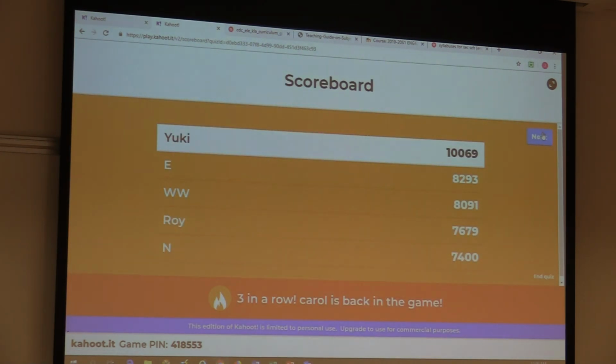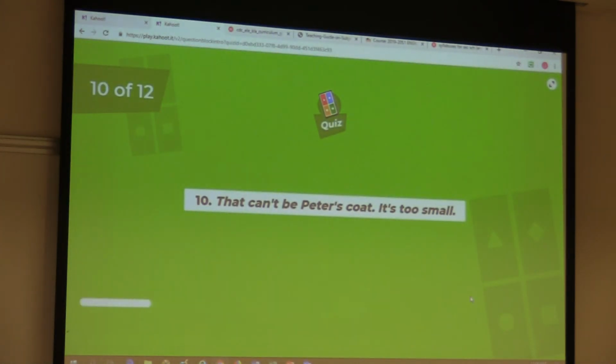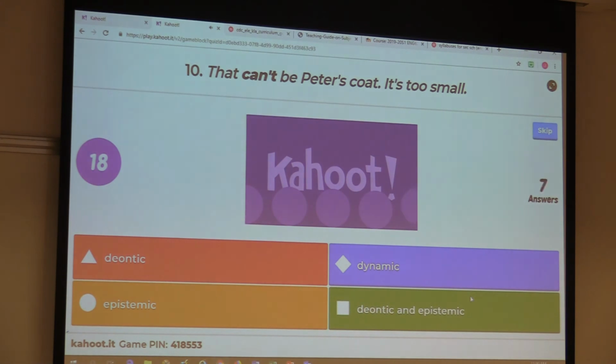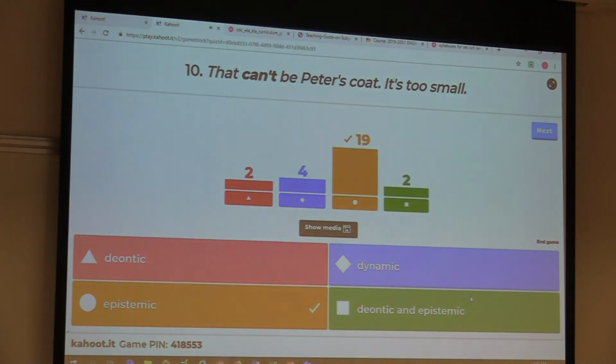Yuki. Now, 3 more. That can't be Peter's coat. It's too small. That can't be his coat. Yes, epistemic. Yeah, it's about possibility. It can't be his.